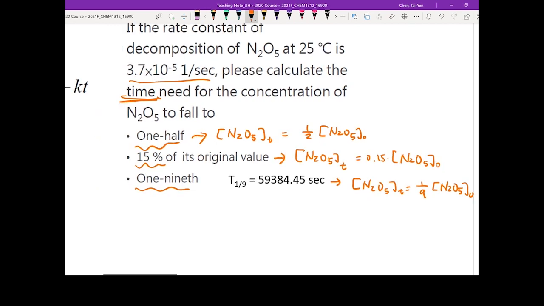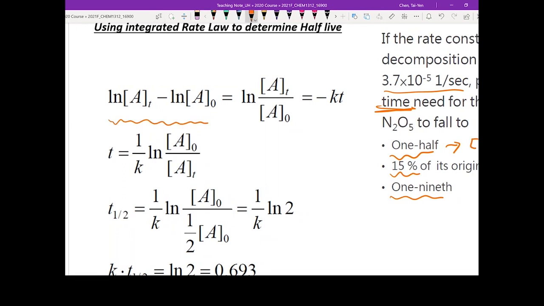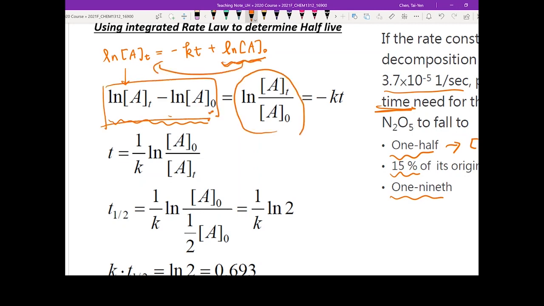So once you have this concept, and we know this reaction is first order, right? Previously we said for the first order, natural log A_t is going to equal negative kt plus natural log A naught. Therefore, I can move these things to the left. So it's going to become natural log A_t minus natural log A naught. And this turns, you can put it all into a single natural log.